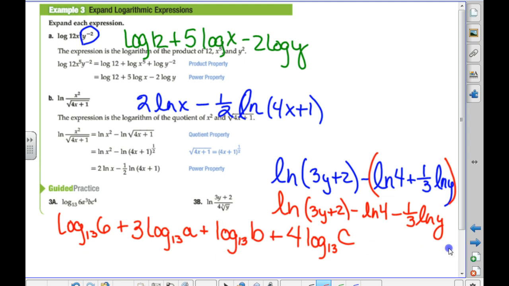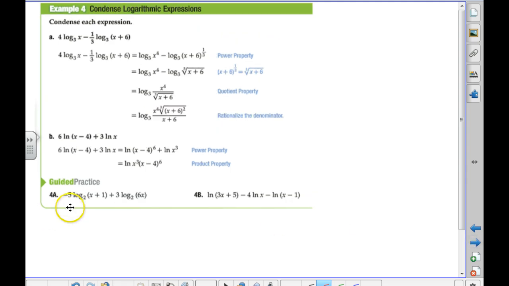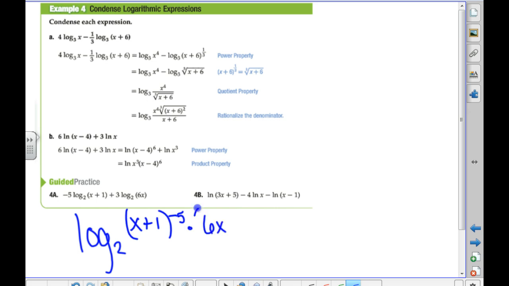All right, and then the ones that are much more fun, condensing them into a single log. It's much less painful, I think. Anybody want to try this one? 4A? I'm not doing the examples up there. I'm going to just go straight to these. Write down log base 2 once. Log base 2 one time, exactly. And then you have x plus 1 to the 5th, and then times 6x to the 3rd. Okay. And what does it mean that it's to the negative 5th? Yeah. We really should rewrite that one.